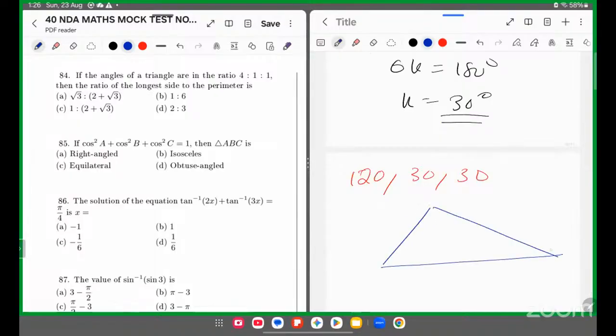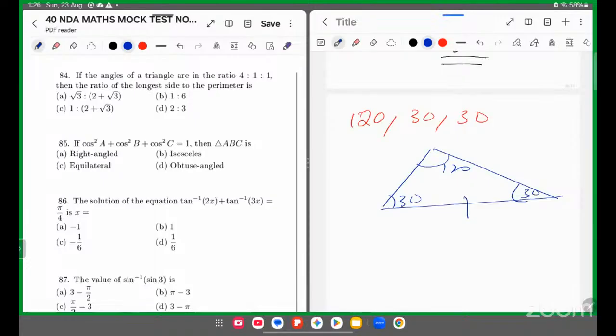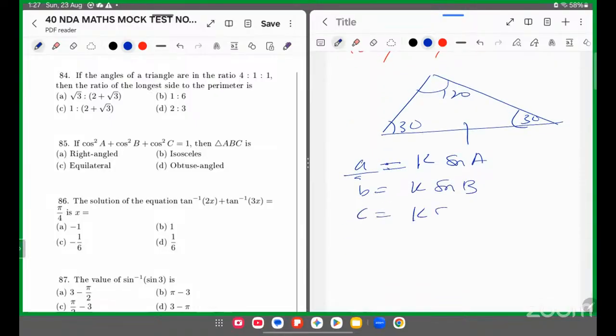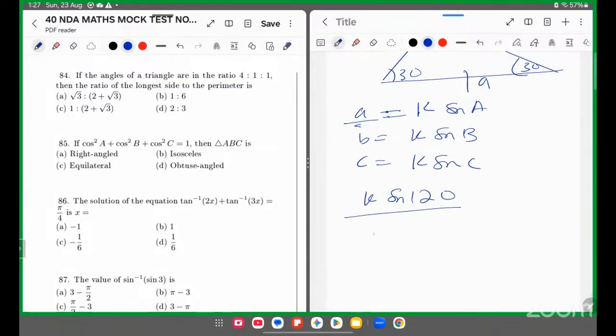So this is the longest side. If you use the sine rule, for example, this is A. So the ratio of the longest side to the perimeter is A plus B plus C.